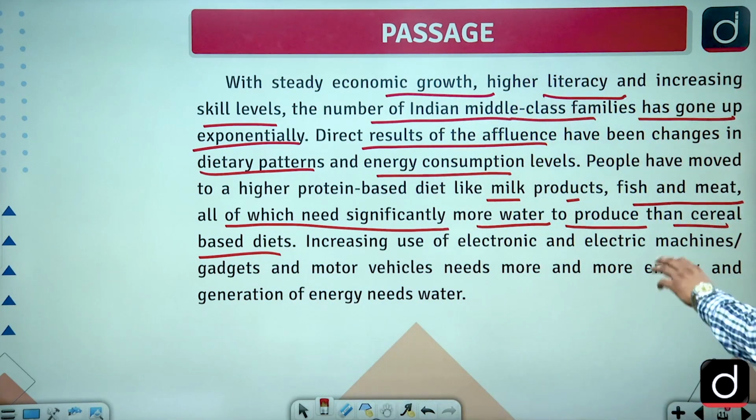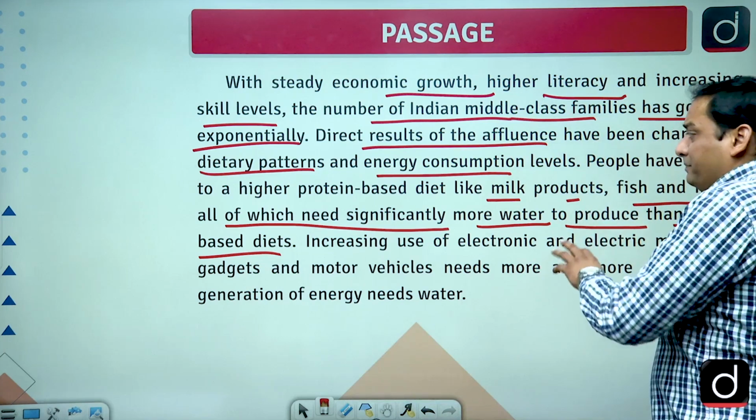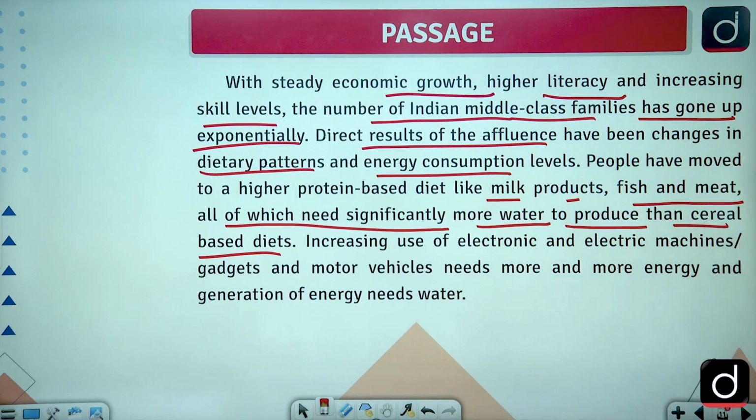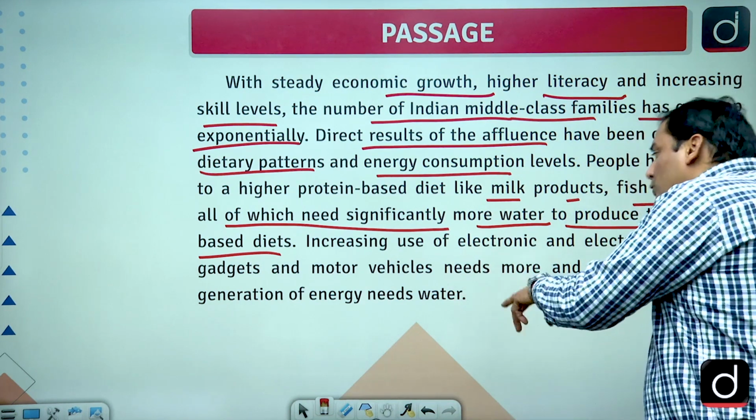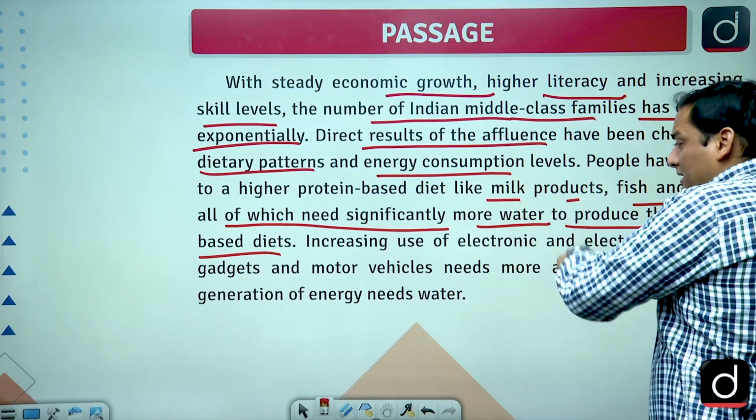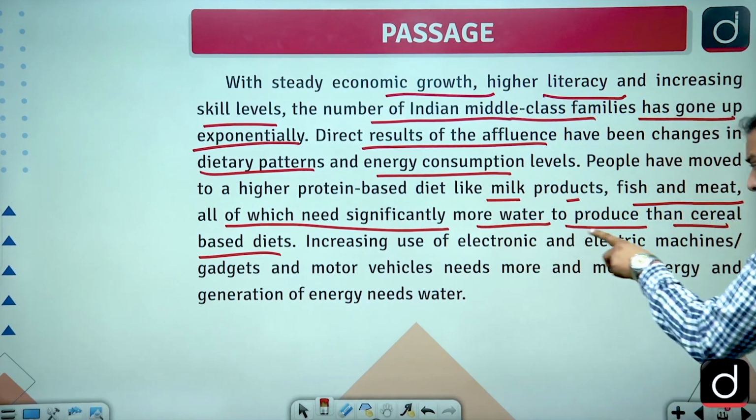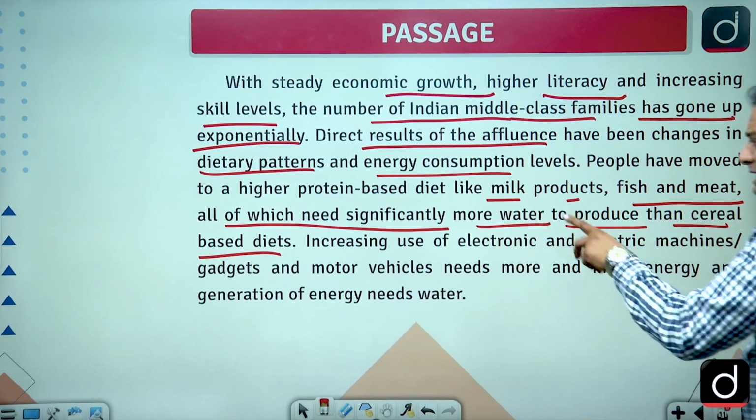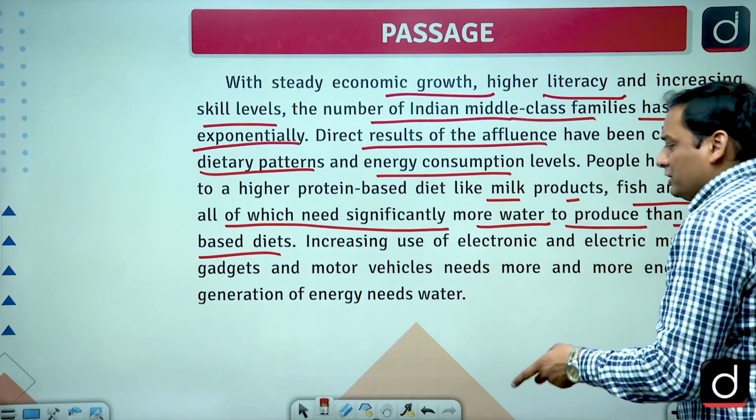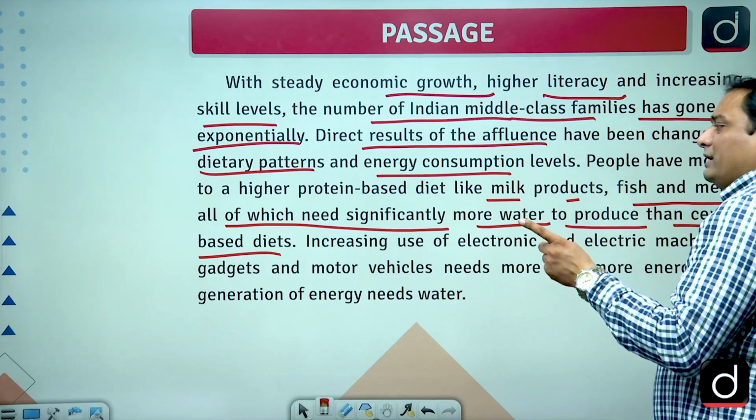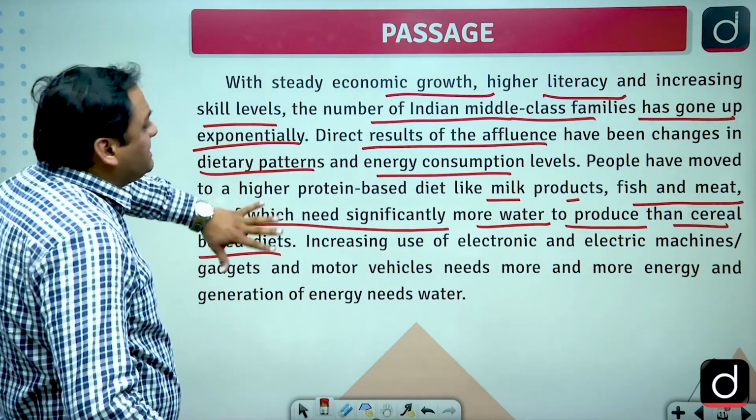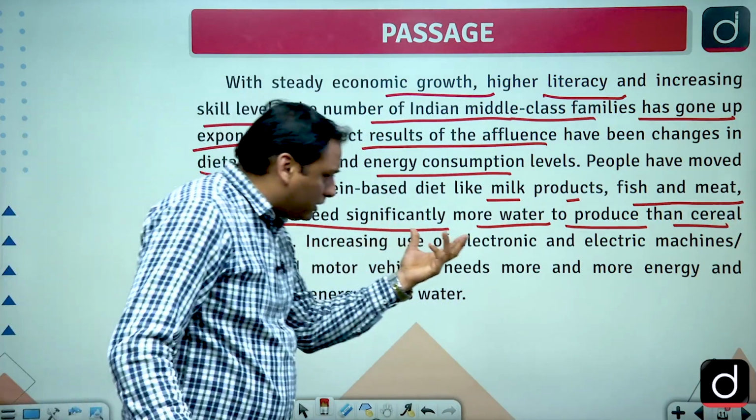So what is happening there? The author is saying here, if you want to produce these types of food, you need to use more water. Okay, so increasing use of electronic and electric machines, gadgets. Now the author is talking about the energy consumption. Increasing use of electric machines, gadgets and motor vehicles needs more and more energy, and generation of energy needs water. So the first one is what? The families need good food, so they are using more water.